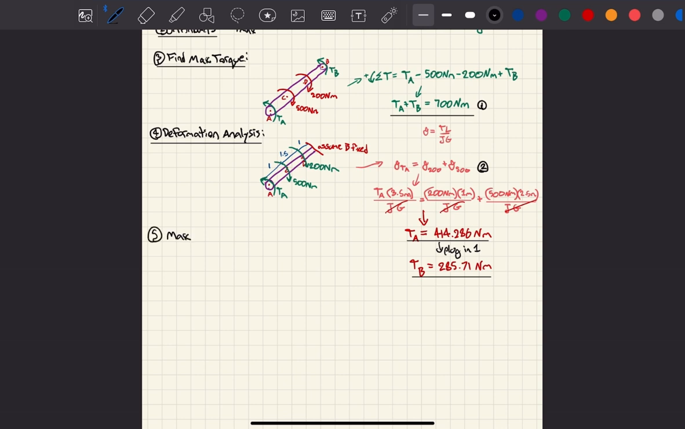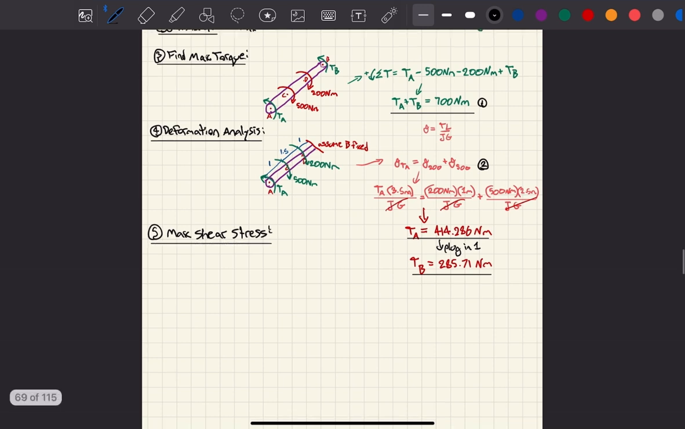Okay, so max shear stress. We want to find the max shear stress, but before that, we're going to find the max torque. And how we do that is using a lovely torque plot. So if we draw our beam like so, again, just as a reference, we have TA clockwise, we have 500 Newton meters, we have 200 Newton meters, and we have TB. And we have values for all of them right now.